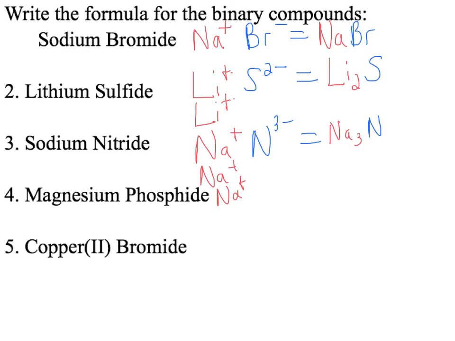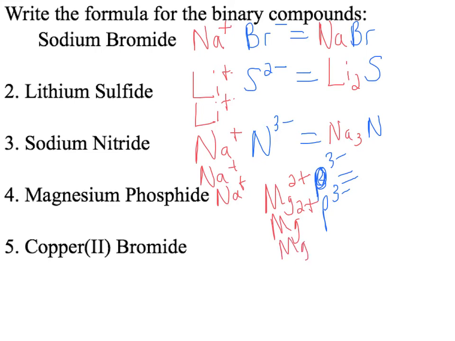Okay, magnesium phosphide. Magnesium comes from group 2. Those form a 2+. Phosphide is phosphorus. Those come from group 15, and those form a 3 negative charge. So what we're going to need is to cancel out the positives and negatives. So let's add another Mg. That means we have 4 positives total, but 3 negatives. Okay, so we're going to have to add another phosphorus. That gives us 6 negatives. How do we balance out the charges? The only way is to add another magnesium. Now we have 6 positives and 6 negatives.